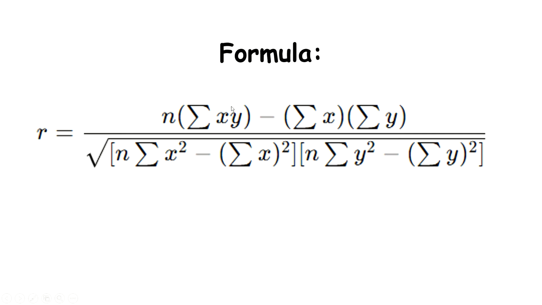We have also the summation of XY, which is the sum of each X multiplied by its corresponding Y. We have the summation of X squared, the sum of each X squared, and the summation of Y squared, which is the sum of each Y squared. The formula compares how X and Y move together, which is the numerator, with how much they vary individually, which is our denominator.